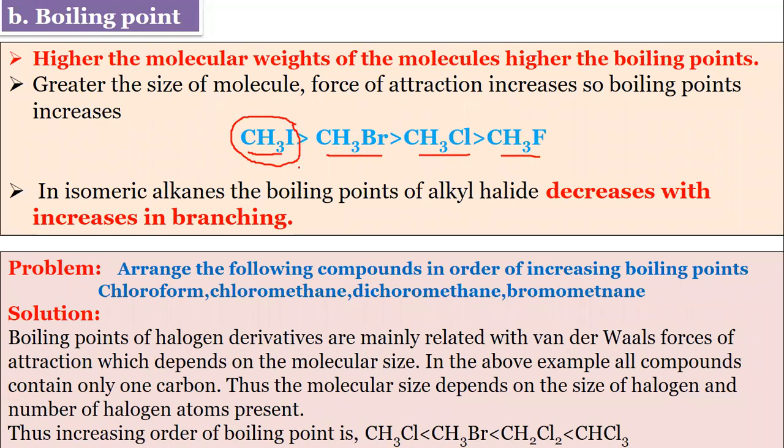This is the reason. But in the case of isomeric alkanes, all of you know what isomers mean: the molecular formula is the same, but the structure is different. So in such cases, in the case of isomeric alkanes, what happens? The boiling point of the alkyl halide decreases when the branching increases. Can anyone tell me why this is happening?